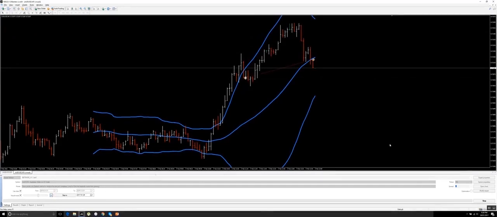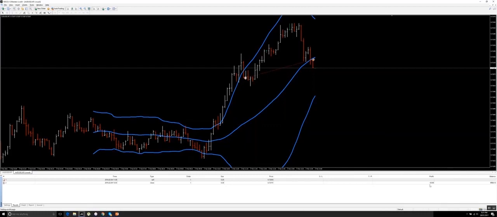So we closed that trade out. We had the close below the middle band, so that was the condition to close the trade, and that was correct. That one was a losing trade because the band was higher than the entry point. So we can have a bit of a look. There you go, we lost about 30 bucks.